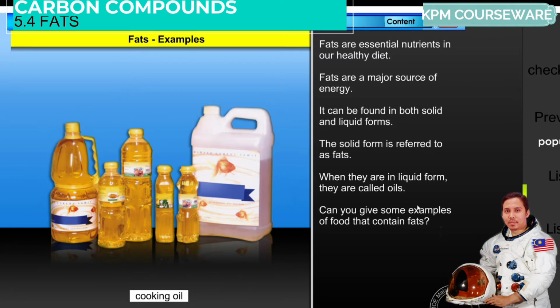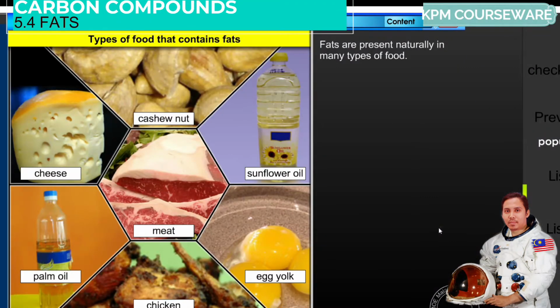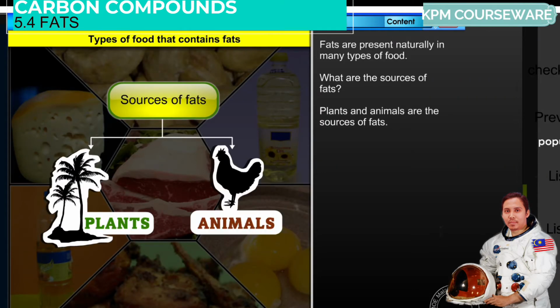Can you give some examples of food that contain fats? Fats are present naturally in many types of foods. What are the sources of fats? Plants and animals are the sources of fats.